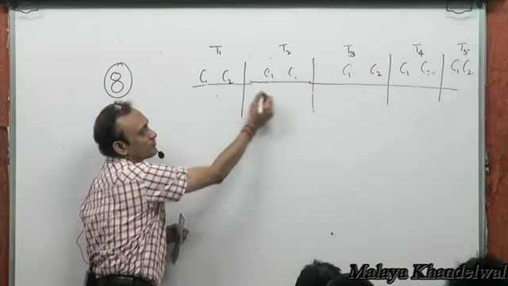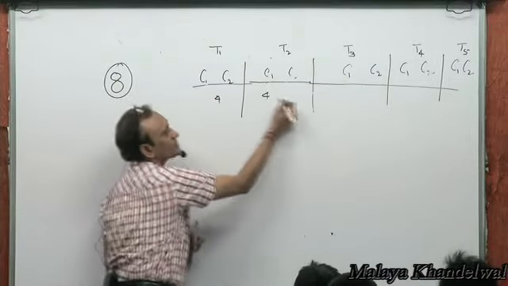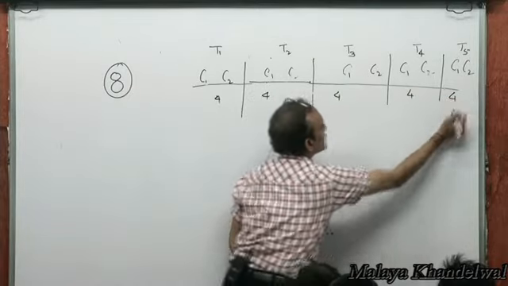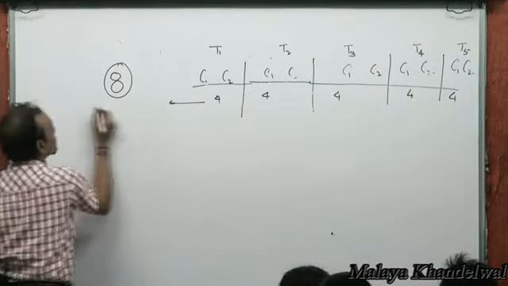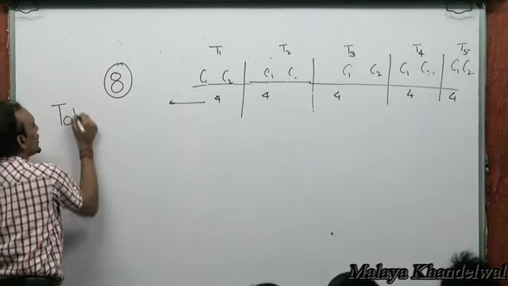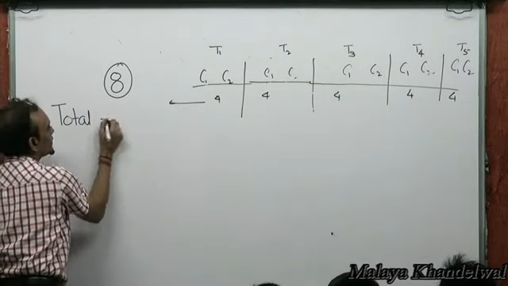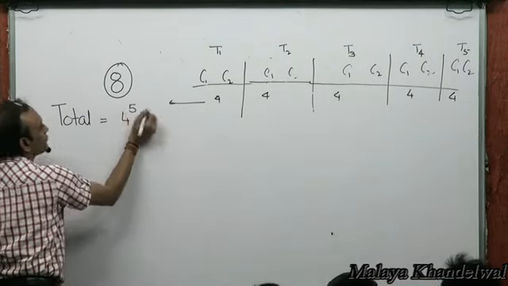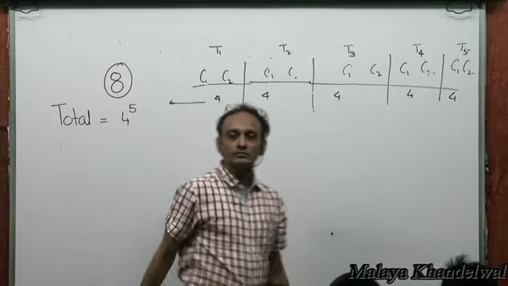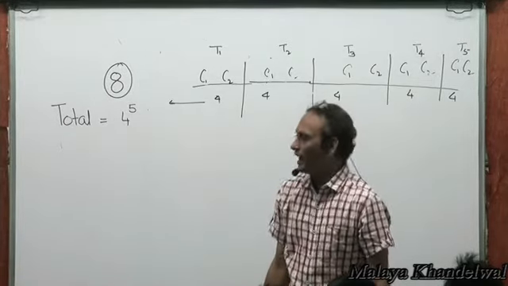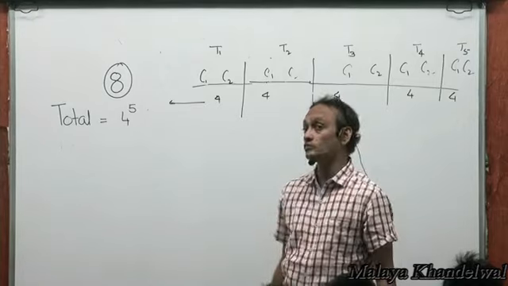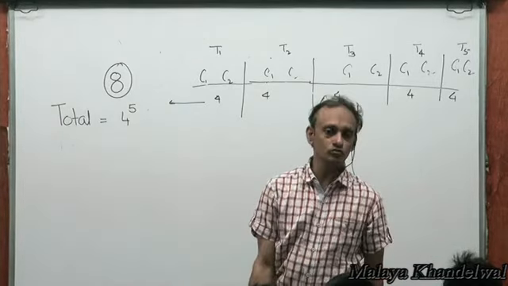So 4 out of this, 4 out of this, 4 out of this, 4 out of this, 4 out of this, right? So the total number of unconditional outcomes would be 4 to the power 5. Yes or no? Now, let me find out the favorable outcomes.